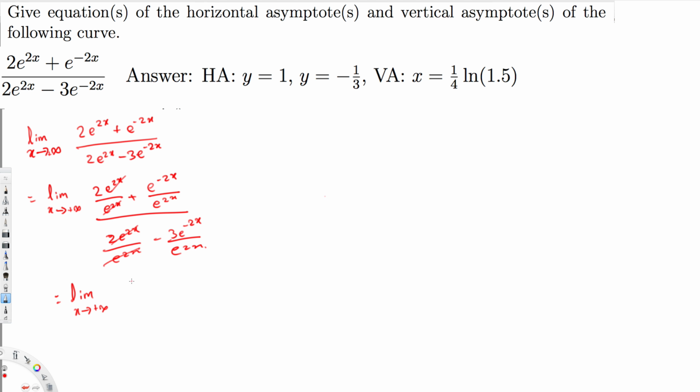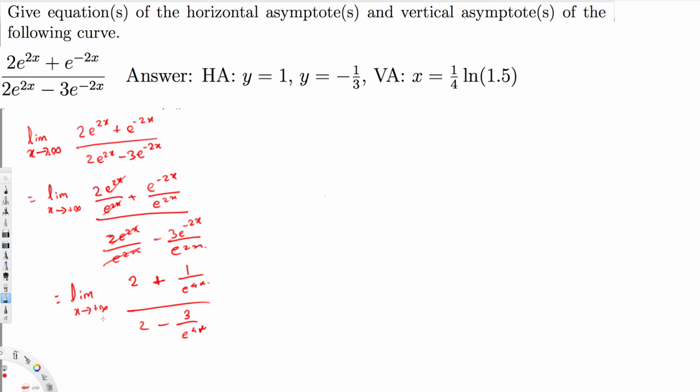It's going to be the limit as x approaches positive infinity of 2 plus, since we have e^(-2x) on top and e^(2x) in the bottom, we can bring this one down and put it together, so it's going to be 1 over e^(4x). Then in the bottom we have 2 minus 3e^(-2x). We can do the same thing here, bringing e^(-2x) to the bottom and writing it as e^(4x). So we have almost simplified this one.